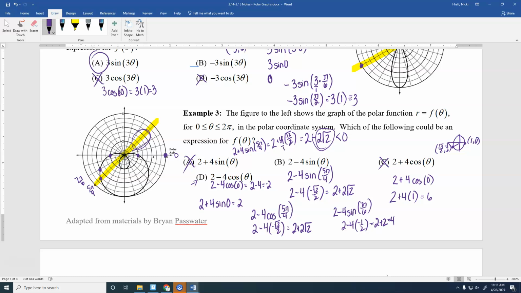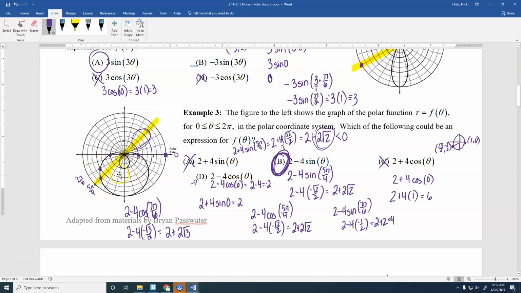If I try cosine, though, I got 2 minus 4 cosine of 7 pi over 6, and that's going to be 2 minus 4 times negative root 3 over 2, which is going to be 2 plus 2 root 3. And that's going to be bigger than 4, which is not the right value right there. So finally, we have found B as the correct answer. So these can be exhausting sometimes. They take a little while to do. Okay.